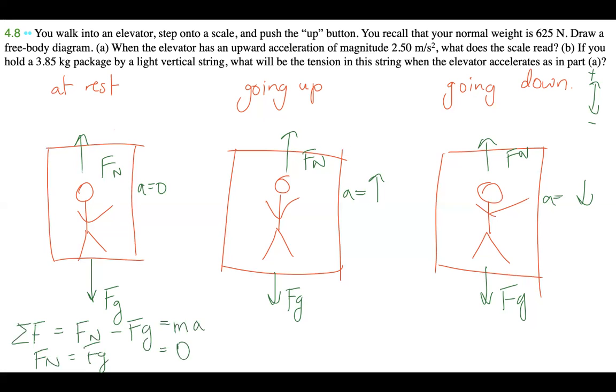That makes sense. That's not too hard to grasp. But in this situation, when we are going up, again we have our summation of forces, and that's going to be Fn minus Fg.